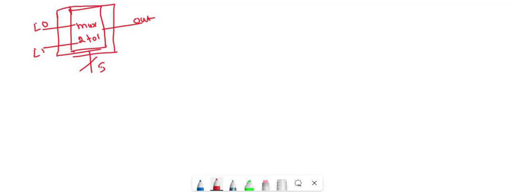What is the circuit diagram for the mux 2 to 1? Next, what is the truth table for the mux? S may be 1 or 0. If S is 0, I0 will be transmitted. That is the mux concept.